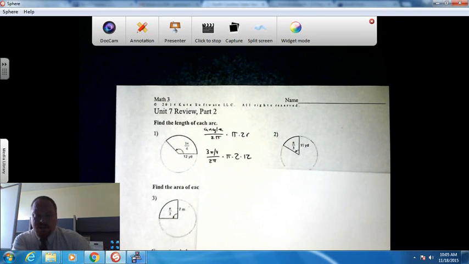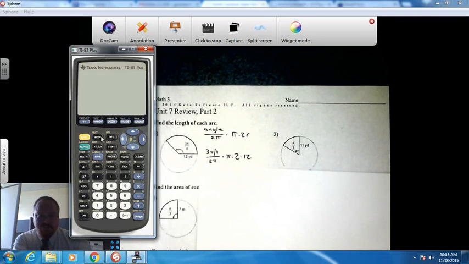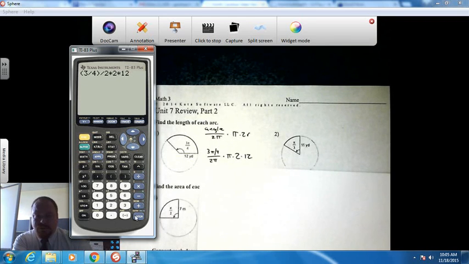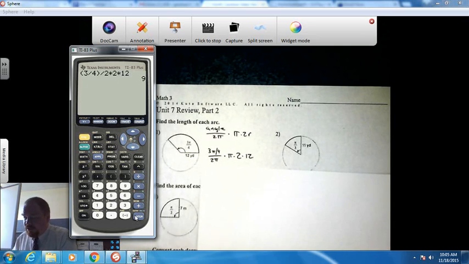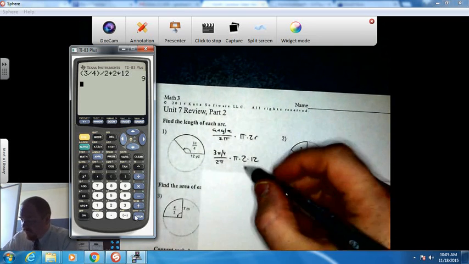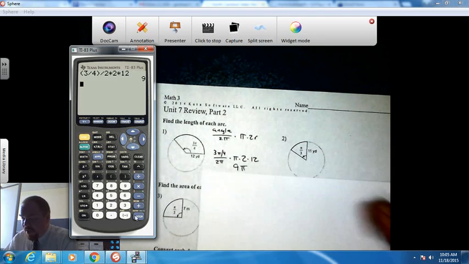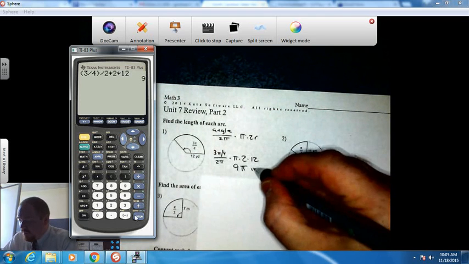So I get out my handy-dandy calculator here. Okay? In order to enter my fractions properly, I'm going to use parentheses. So 3/4 divided by 2 times 2 times 12. That tells me that is 9. So my answer is 9 pi. And then because it's length, this is yards.